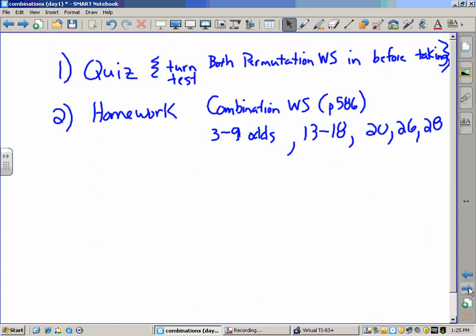All right. What I need you to do is get out both your permutation worksheets. Done or not done, you're going to hand those in up here while you are taking your notes. I am going to grade them.